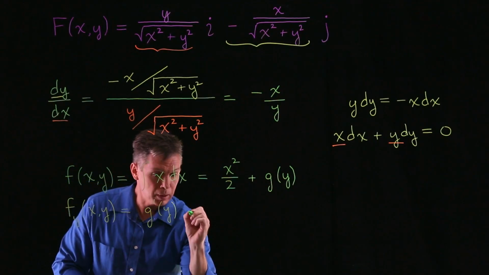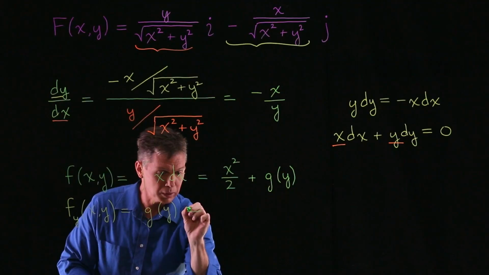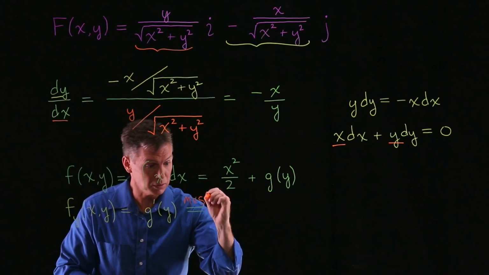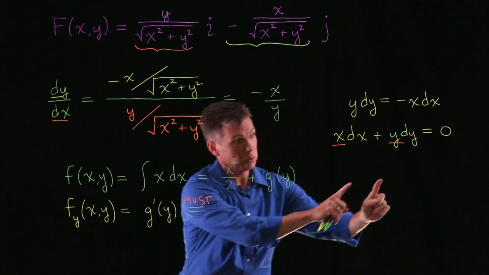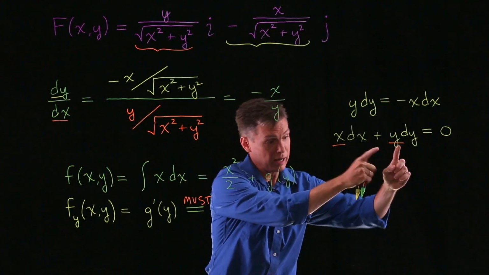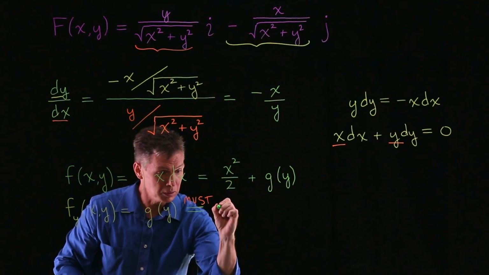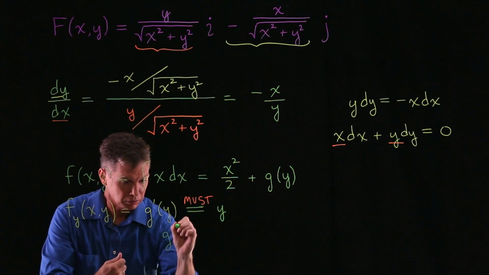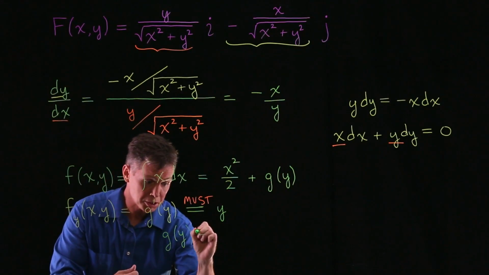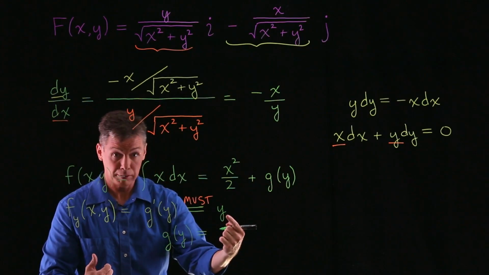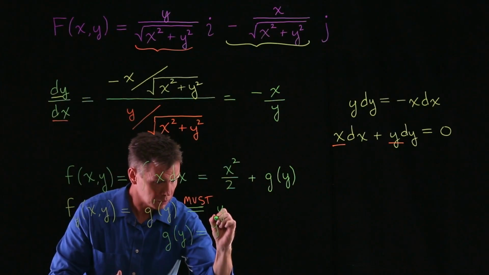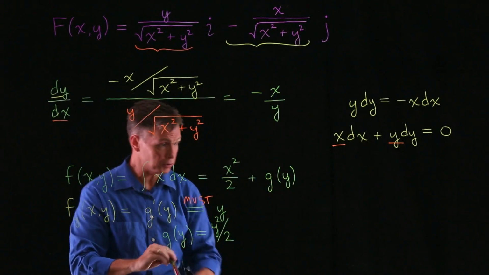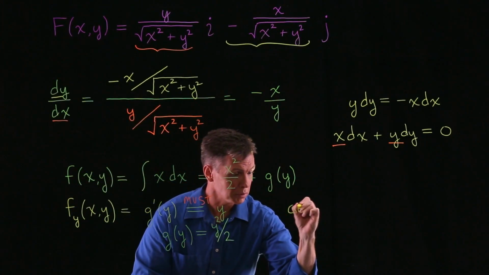And this must equal, this is the case where we set this up, the capital N, which is just y for us over here. So I'll say it must equal y. From there, I find g of y by anti-differentiating. The antiderivative of y is y squared over 2.